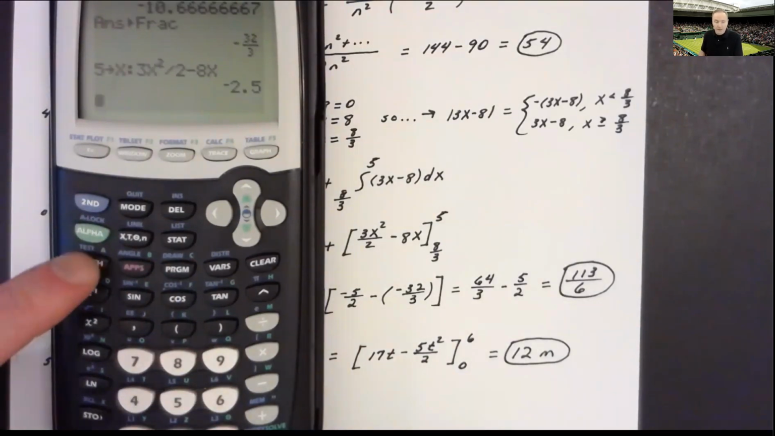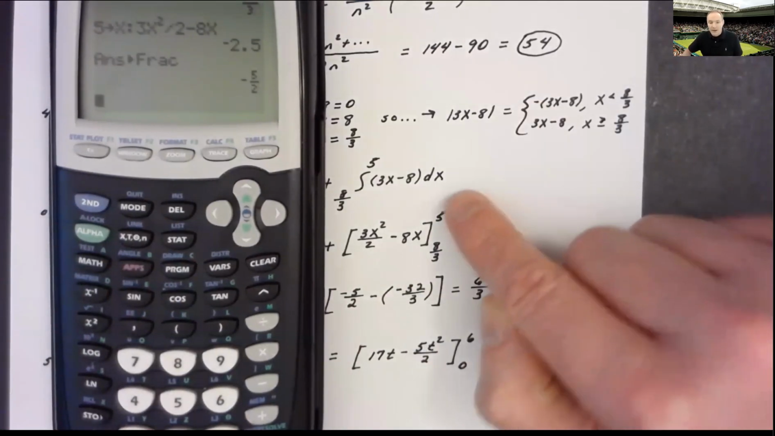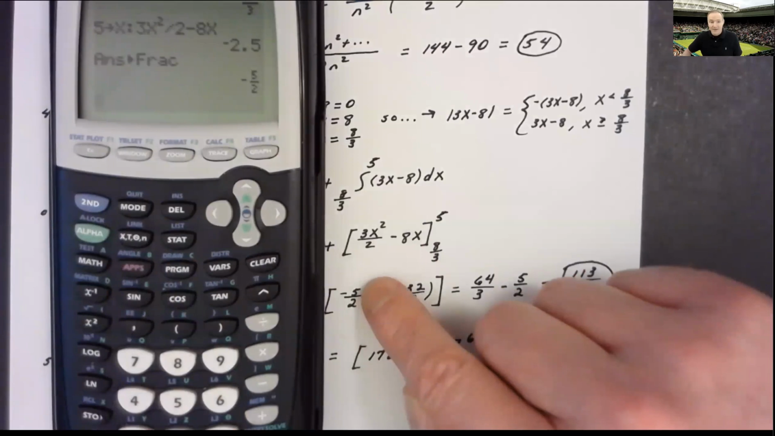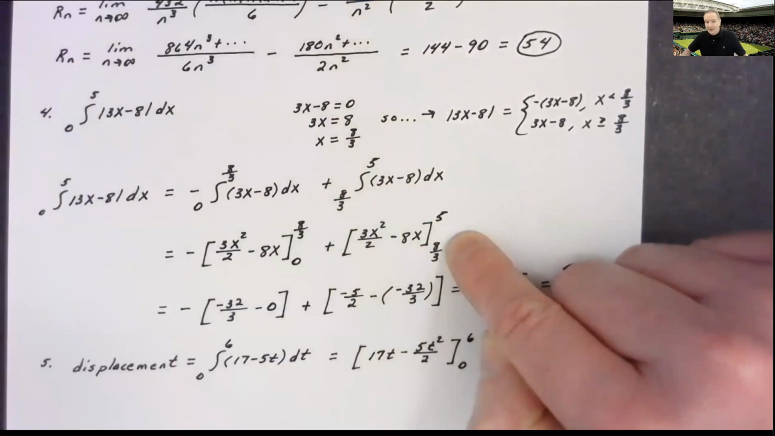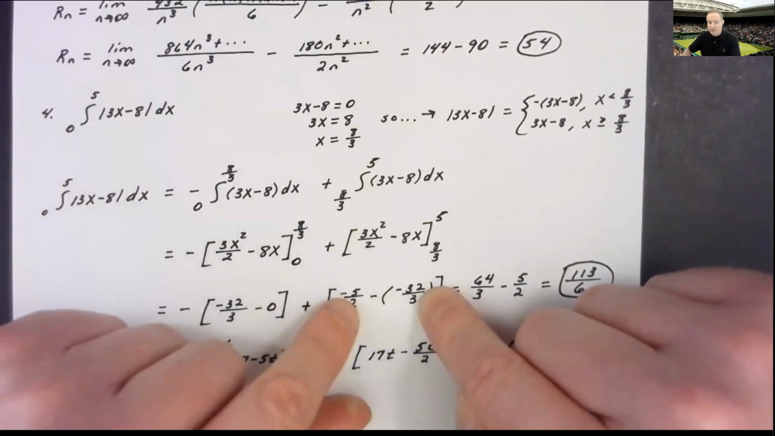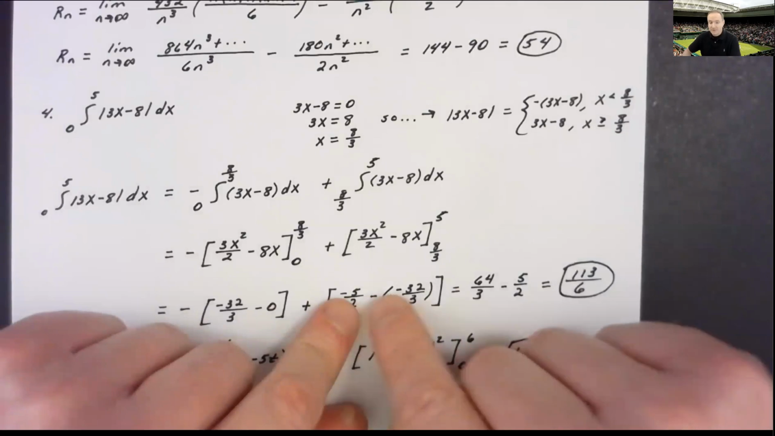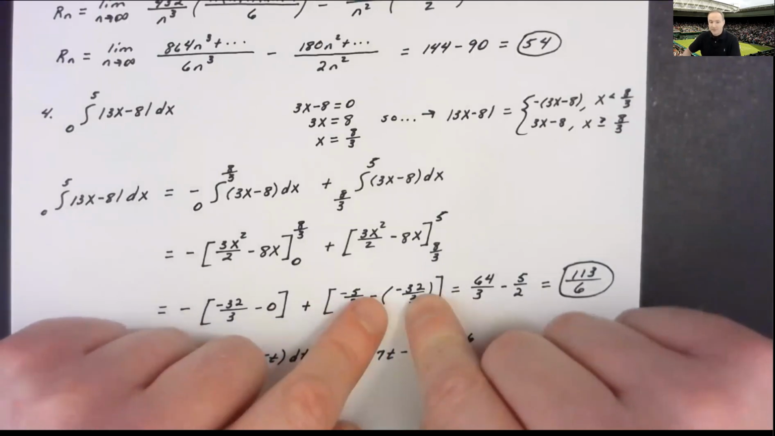Not that we don't already know it, that's negative 5 over 2, but if you wanted to convert that to a fraction, you could. So when I evaluate this expression at 5, I get negative 5 over 2. We already know when we evaluate it at 8/3, it's negative 32 over 3. Please remember, it's top limit minus the lower limit. So you say, well, that's going to become minus a negative 32 over 3.